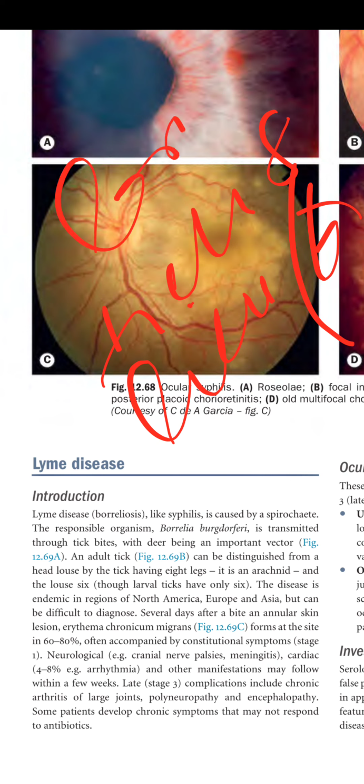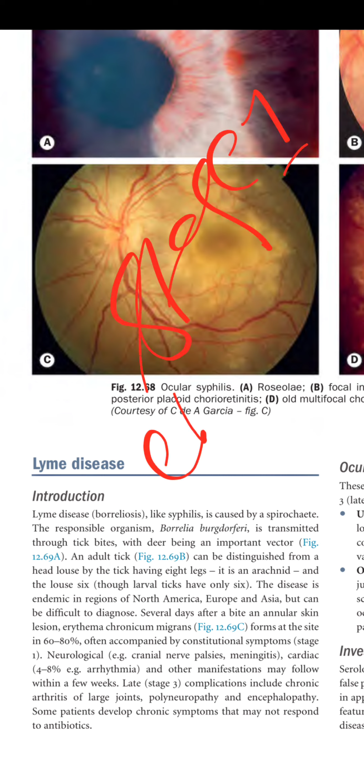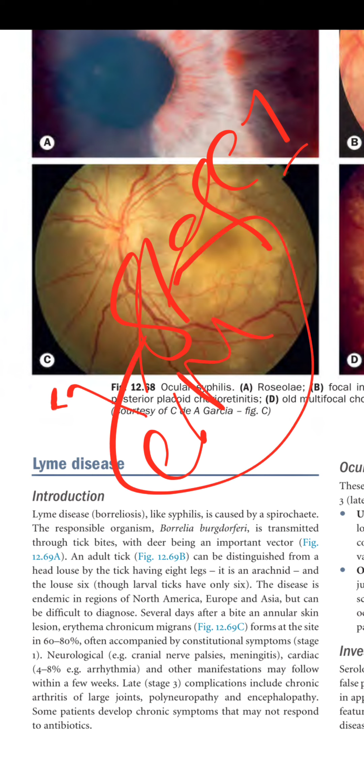The disease is endemic in North America, Europe, and Asia, but can be difficult to diagnose. Several days after a bite, an annular skin lesion, erythema chronicum migrans, forms at the site in 60 to 80%, often accompanied by constitutional symptoms. This is stage 1. Erythema migrans is characteristic of Lyme disease, a bull's-eye-like lesion on the skin, together with constitutional symptoms.